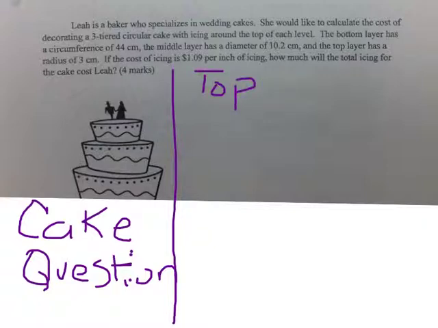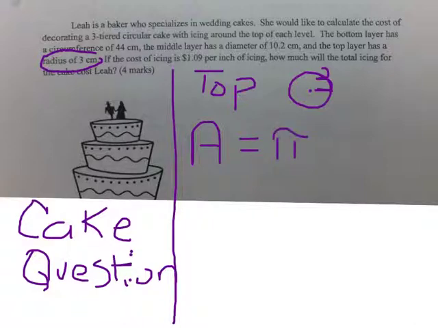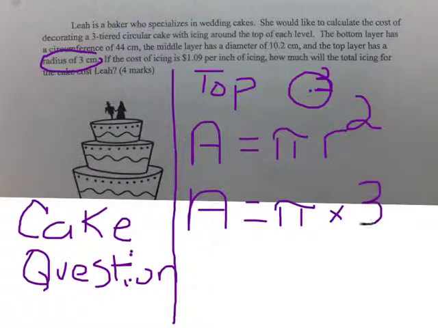So the top layer of my cake has a radius of 3. If I want to draw a little example, I can draw the little circle. I put my point in the middle, and I draw a line out from the point, and that's my radius, and my radius is equal to 3. What's the area of a circle? The area of a circle is equal to pi multiplied by radius squared. So for the top layer, all I have to do is insert the 3 where the r is. So pi times 3 squared.